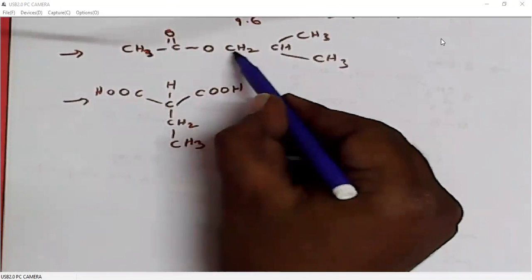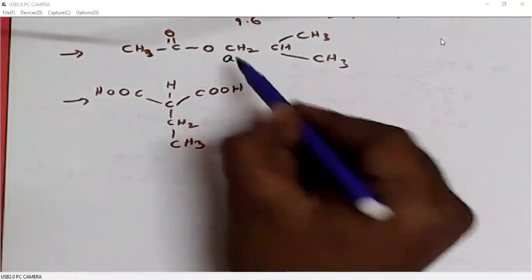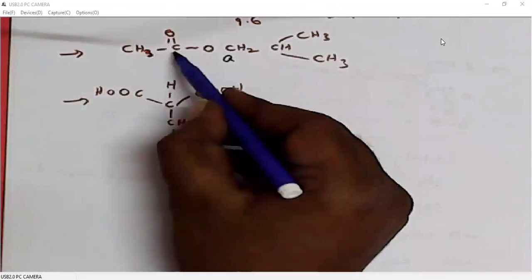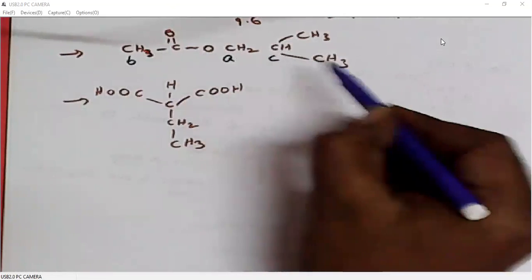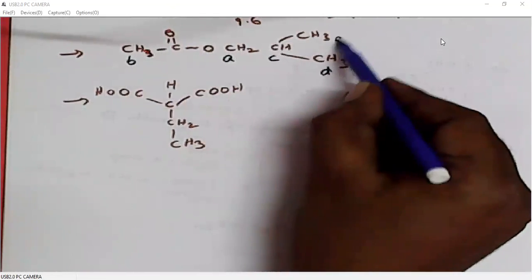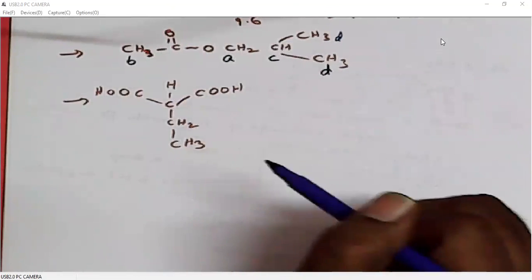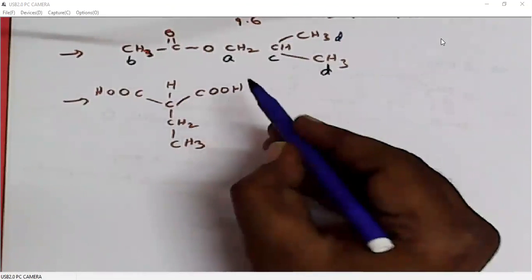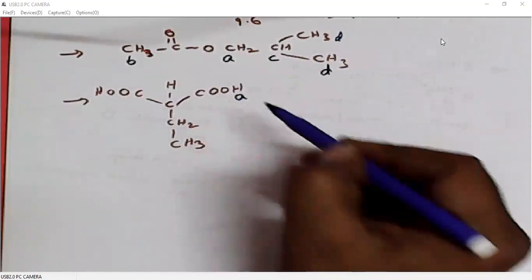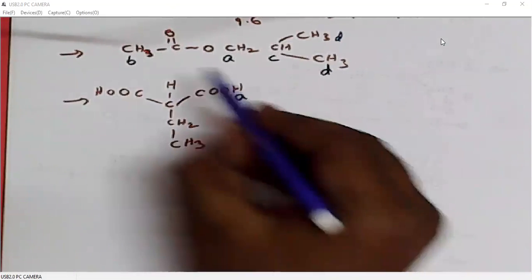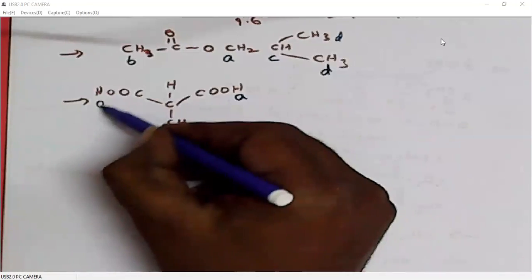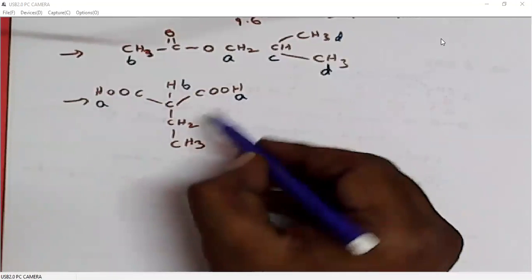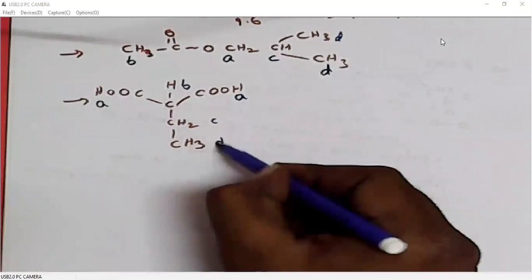It is attached to oxygen, so it will give the highest delta. It is next to the carbonyl carbon, so it gives the next highest, then C. Of course, these two are chemically equivalent. They will give the same signal. Here also the carboxylic acid proton will give the highest delta. Then these two are chemically equivalent, so they will give the same peaks. B, and then it is C, it is D.